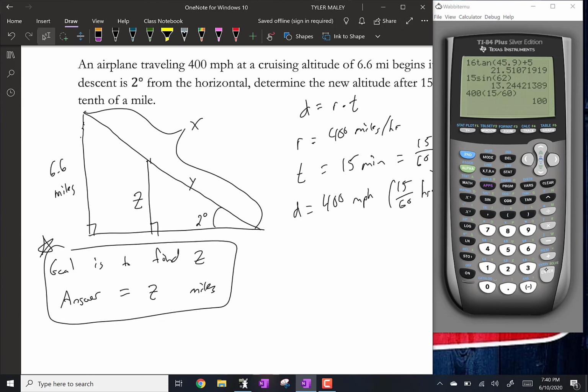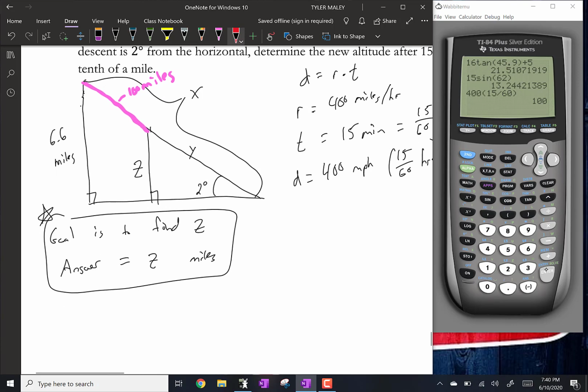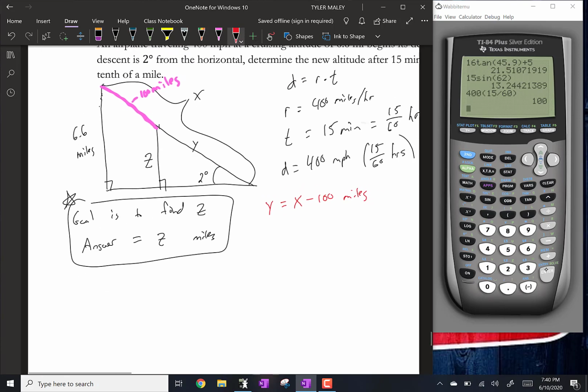So essentially what I found is that this part here is 100 miles. So by using this diagram, y is going to be equal to x minus 100 miles. And then if I figure out what y is, I can figure out what z is by using a trig function. To find x, I also need to use a trig function.